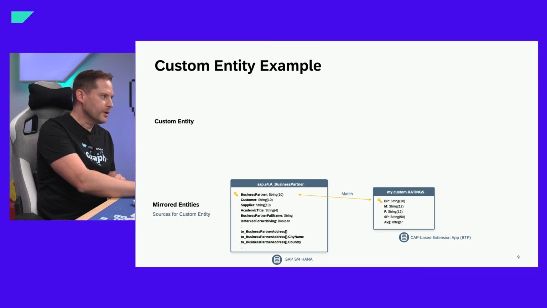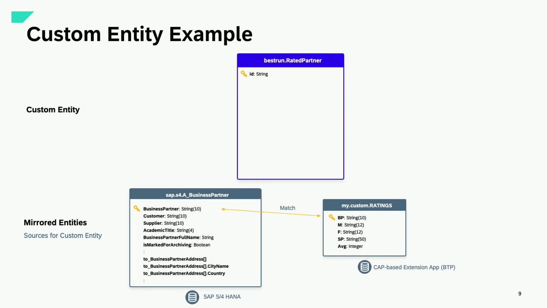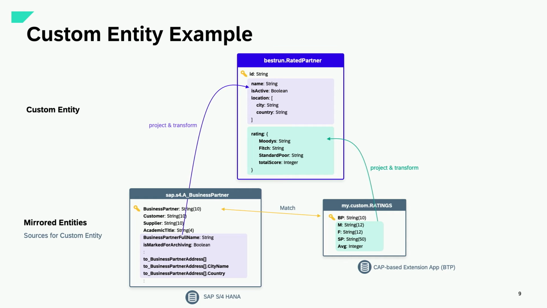But with Graph, there's an easier, powerful mechanism, and this is these custom entities that I can define. In this particular case, I can make out of the business partner and the ratings a rated partner. And this is a composition of parts of the business partner, which I take over. And I'm not even taking that over as it is. I can also rename certain attributes to make it nicer, to match my knowledge, to match my domain speak, so to say. The same thing I'm doing for my ratings.